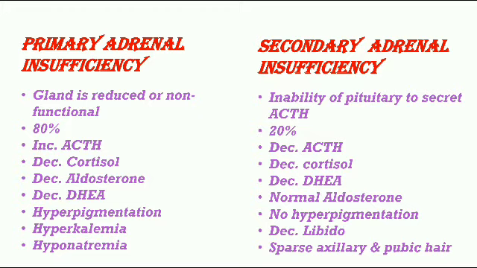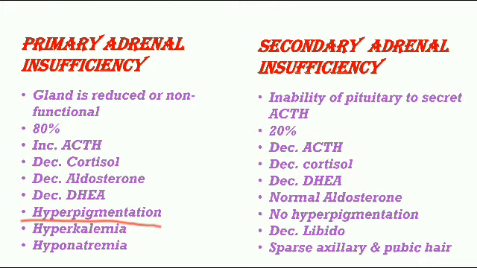Now coming to the primary, what happens in primary is that there is an increase in ACTH. Of course, if the ACTH increases, there will be a decrease in all of the cortex hormones, because ACTH controls cortex hormones. What are those? That are cortisol, aldosterone and DHEA. So all these three hormones will decrease in concentration. Now, ACTH is responsible for melanin pigmentation. So, if ACTH increases, there will be hyperpigmentation.